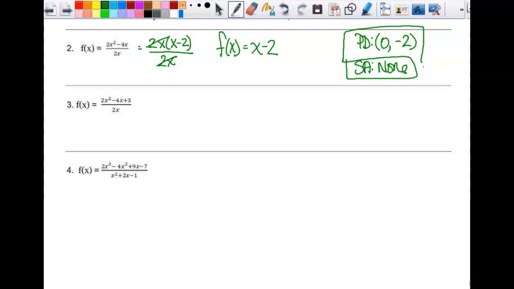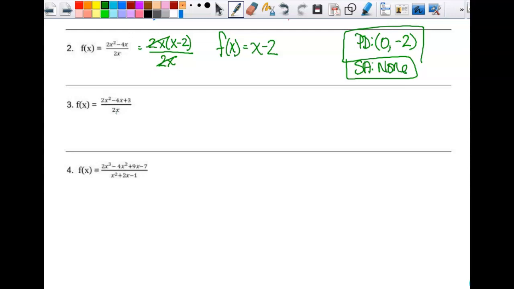All right, so when I look at number 3, I could factor the numerator, but if I factor the numerator, is there any way I'm going to get just a 2 or an x to cancel that out? No, so then I don't need to. There's no reason for me to do it because there's not a GCF. So instead, I can just go ahead and divide because the numerator is 1 greater than the denominator.